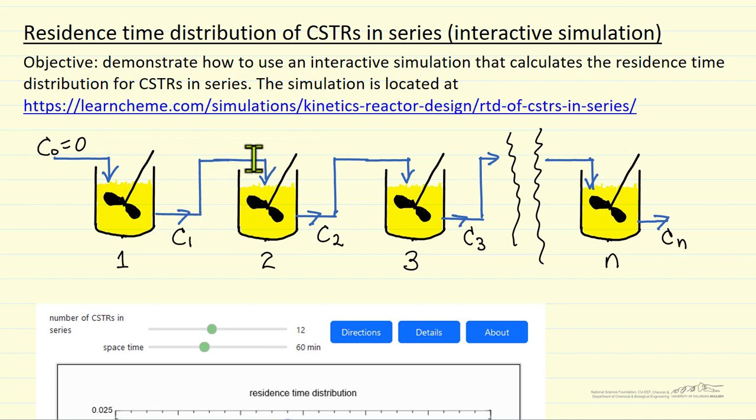from the first CSTR is a feed into the second, the exit from the second feeds the third, etc., up to a total of n CSTRs. We might use several CSTRs in series, 3, 4, even 5, to obtain desired properties in a reaction, a certain selectivity, for example. Or we might also use a lot of CSTRs to model a plug flow reactor.